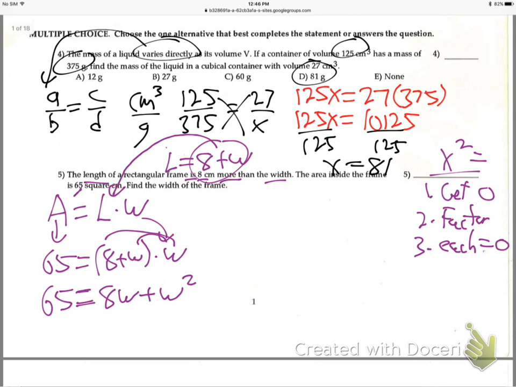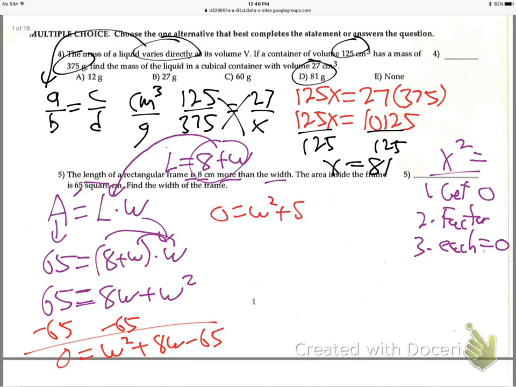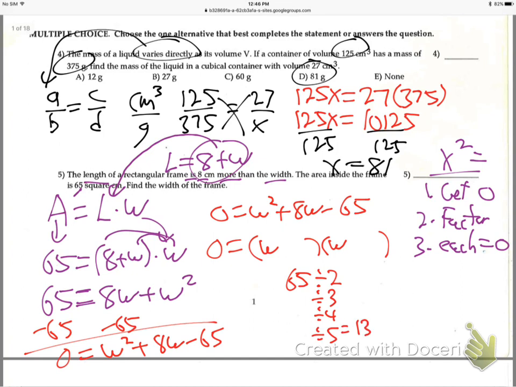All right. So we say, okay, got to get a 0. So subtract 65 from both sides. So now we have 0, and I'll reorder this: W squared plus 8W minus 65. Good to there? Factor this thing. So 2 parentheses, W's in the front. Now, it's kind of hard. 65, use your calculator. Take 65 and start dividing by things. Divide by 2, divide by 3, divide by 4. When you divide by 5, you'll get 13. Then you go, oh, that's it. You don't need to mess around anymore. It's 5 and 13. The length and width are 5 and 13.